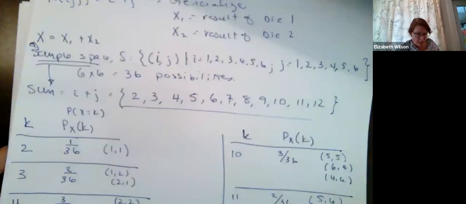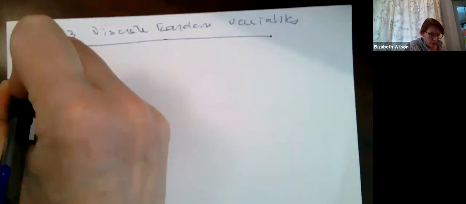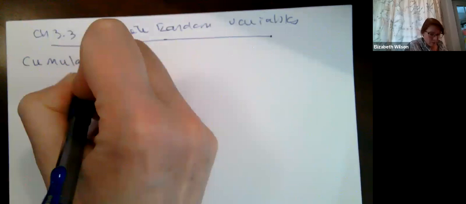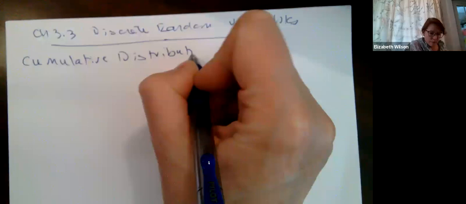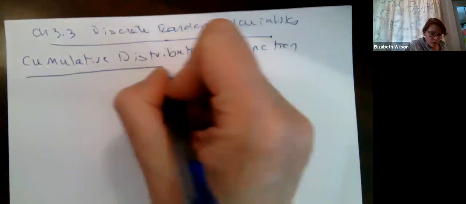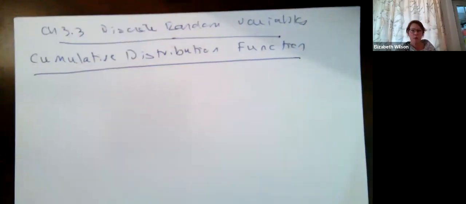There's a concept I want to finish off on our probability distributions, and it's called a cumulative distribution function. So let's write that down, and we'll talk about what it is, and then we'll actually calculate it for this last example. So what we call a CDF, a cumulative distribution function, is like a rolling sum. So it's a rolling sum as I go along.